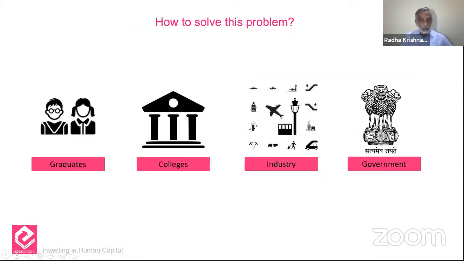So here, what we can see, we have graduates, we have colleges, we have industry and government supporting all that. And that actually has to come together. They have to make a handshake between all these departments. If we make that handshake, then they are employable. And that employment opportunity has to be created by this handshake. And that is what is expected of them. How can we do that?